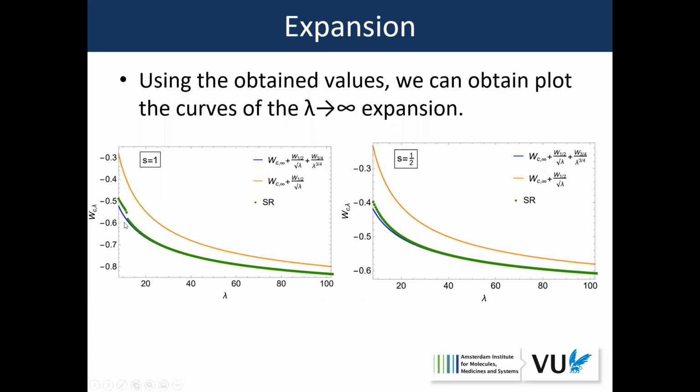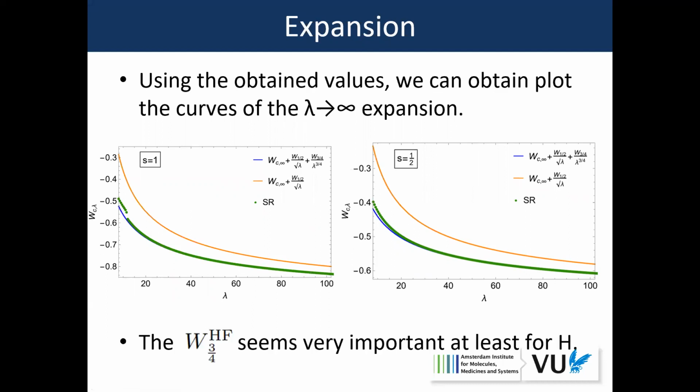You can see in both systems for large lambda especially, but also for lesser values of lambda, that the green one overlaps almost perfectly with the blue one, seeing that this expansion works really well. And another thing is that the third order term seems to be very important for at least the hydrogen atom, but we are unsure for larger systems how important the term is, and we will still need to look at it. But it seems that this term really increases the accuracy of this expansion really well.